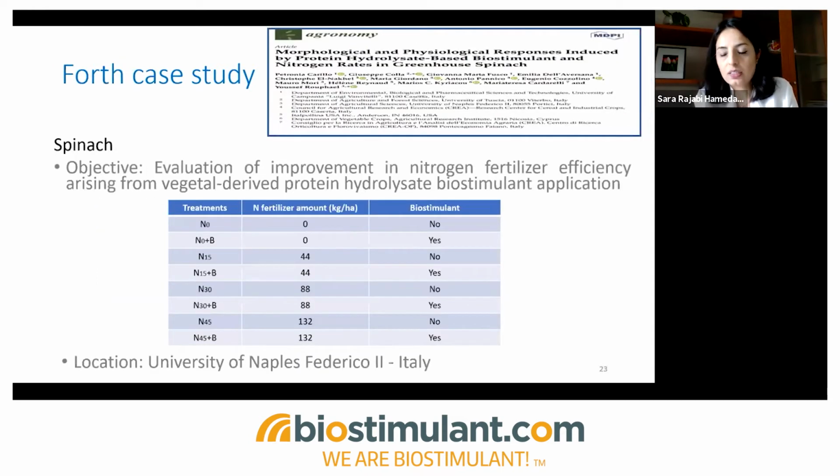But the last case study monitors the effect of a vegetal-derived protein hydrolysate biostimulant application on nitrogen fertilizer regime in a spinach crop. And the farm activities were performed at the University of Naples, and the treatment involved various combinations of nitrogen fertilizer regimes, foliarly treated or untreated with a vegetal-derived protein hydrolysate biostimulant.